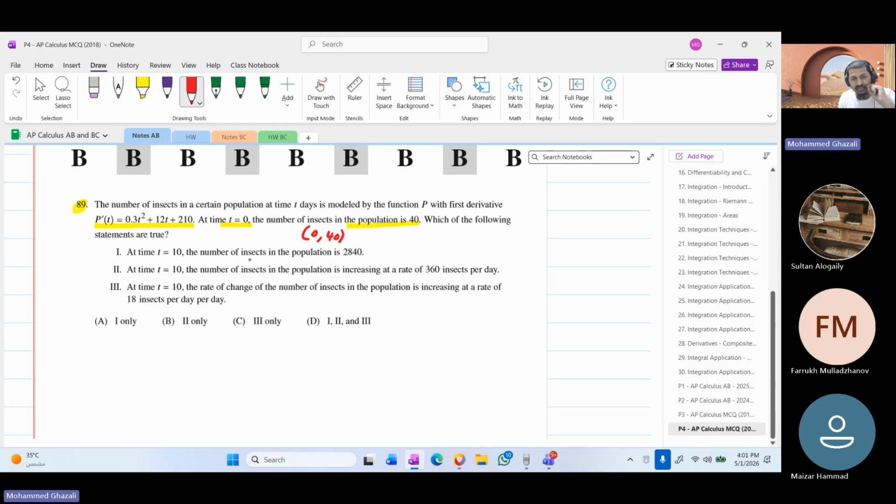At time t, the number of insects in the population, we got to integrate this function. We integrate like normal. So P of t, if you integrate this, is 0.3 t cubed divided by 3, plus 12 t squared divided by 2, plus 210t.